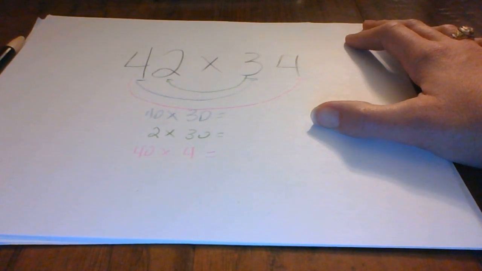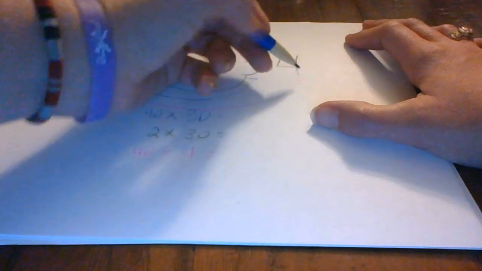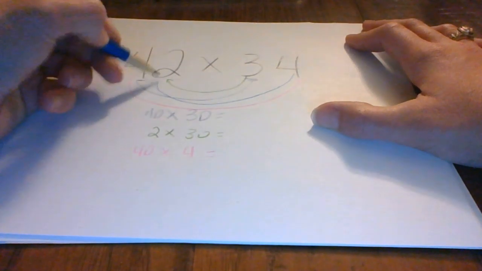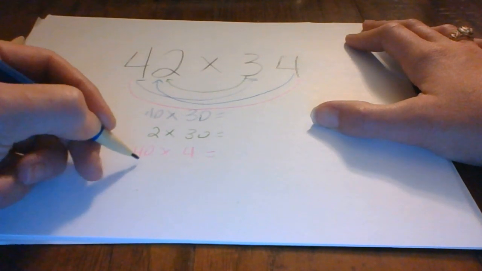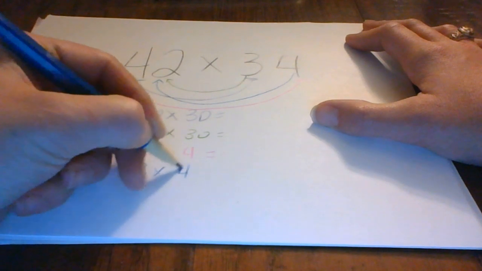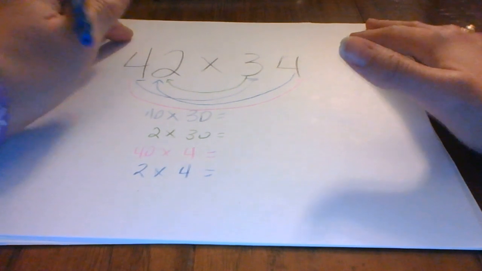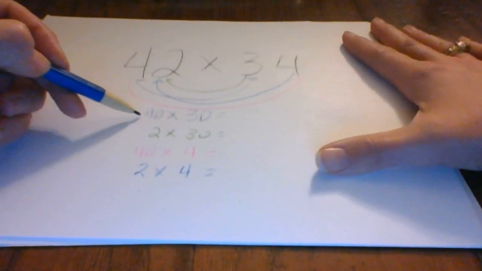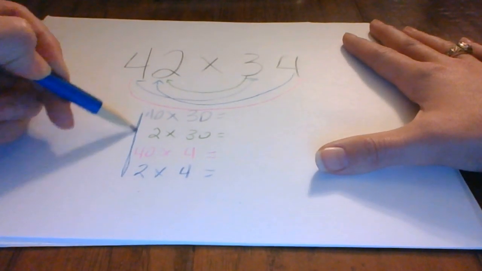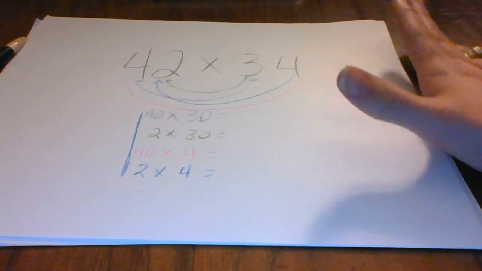And then the last one is 4 times 2. So 2 times 4 down here. And now I can just do my simple addition after I form my equations. I highly recommend that you write the equations just so you don't get lost in the math, okay?